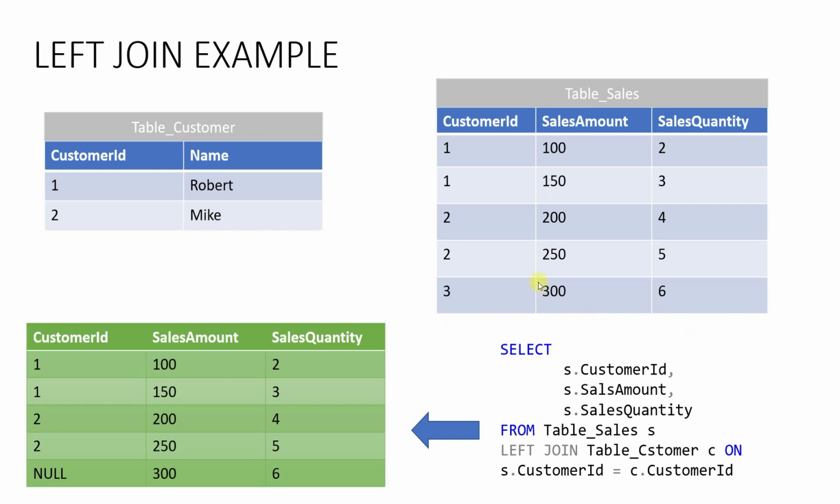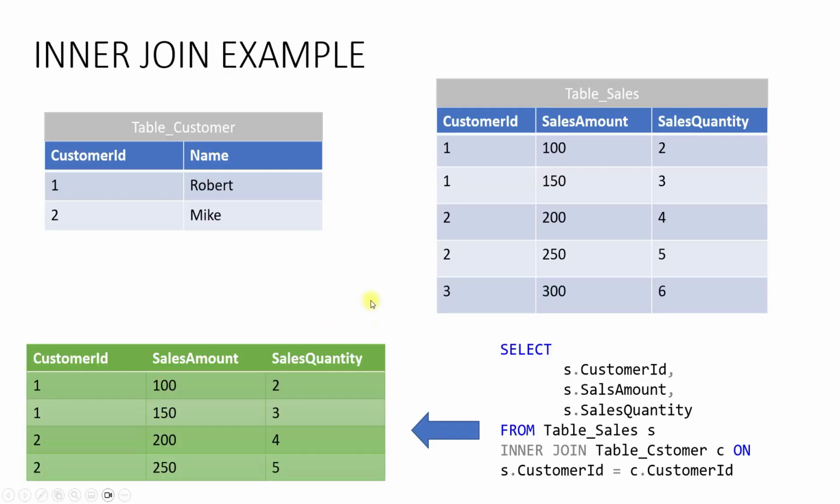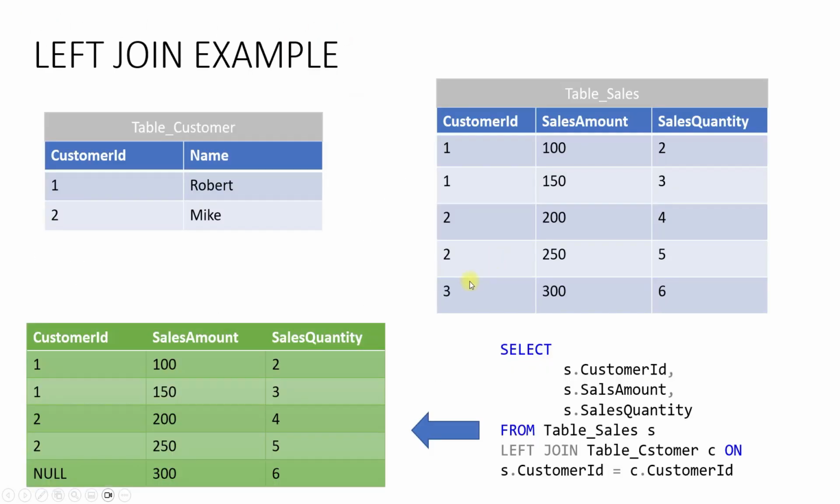Because even though we don't get a match on the customer on this row, we will still take this value and include that in our query. So instead of getting, let me just show you here, instead of just getting 700 that we got on the inner join, we will still get 1000, because regardless if we got a match on the customer ID or not, we will still take everything from the left table, and the left table in this case is the base table, so table sales.